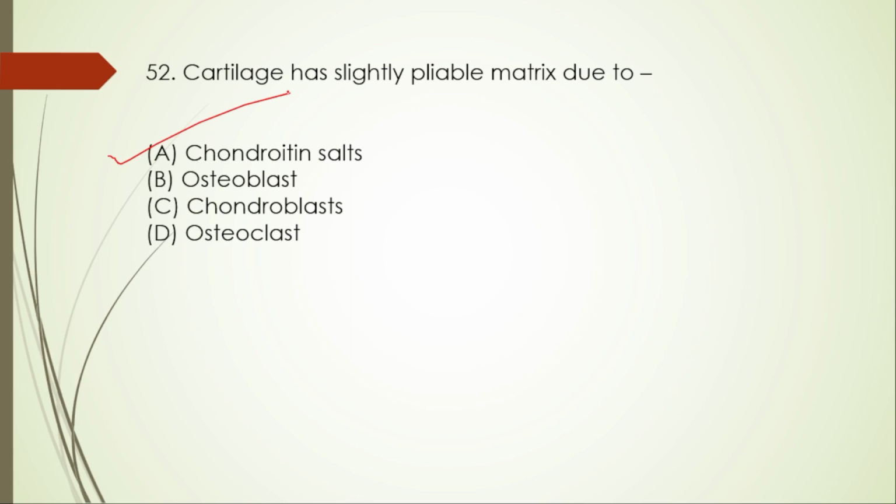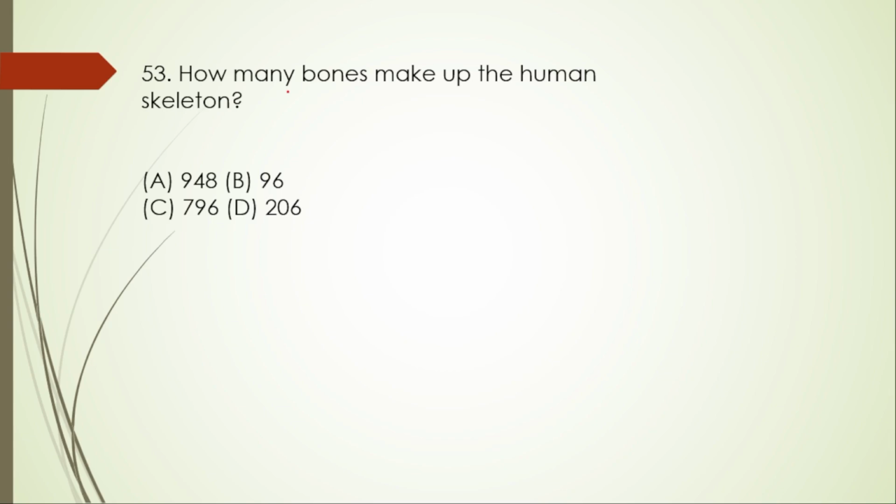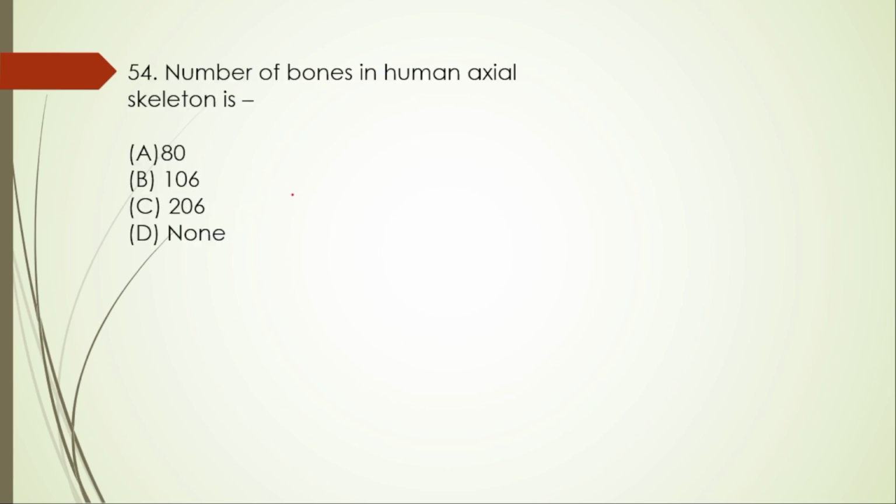Next question, that is question number 53. How many bones make up the human skeleton? Here the right option is option D, 206. Next, 54th one. Number of bones in human axial skeleton.